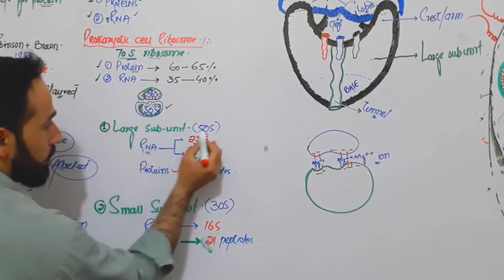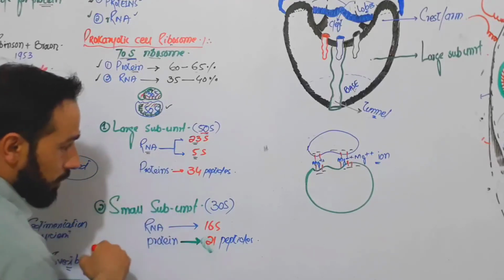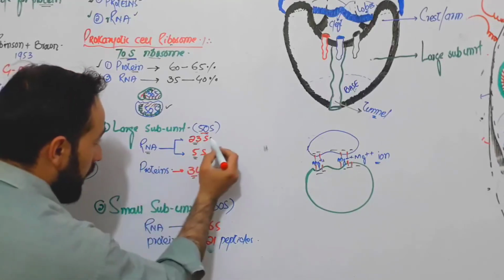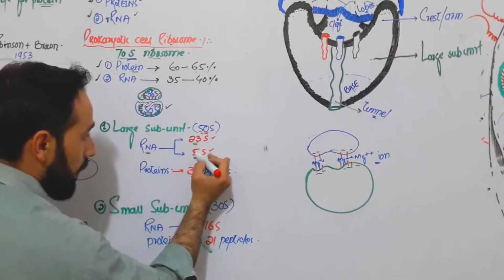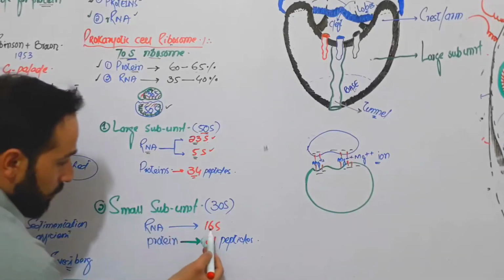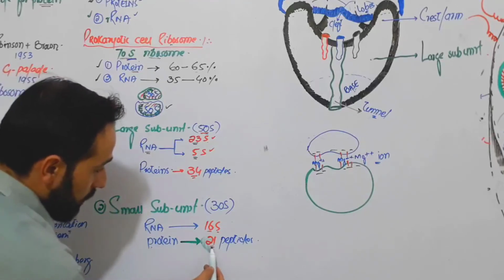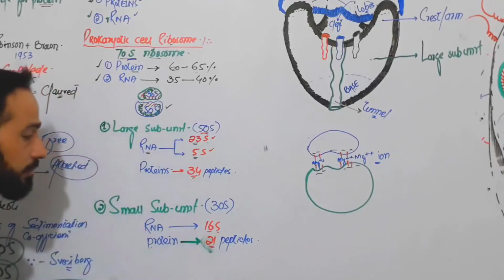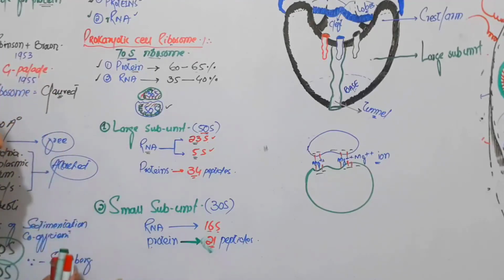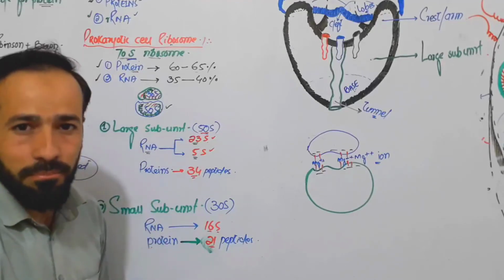The large subunit of the 50S ribosome contains RNA and protein. The protein contains 34 peptides, and the RNAs are of two types, the 23S and the 5S, right? And in the small subunit there is 16S RNA, and how many peptides are present here? 21 peptides are present here. Let's make it a little bit complicated but very simple.